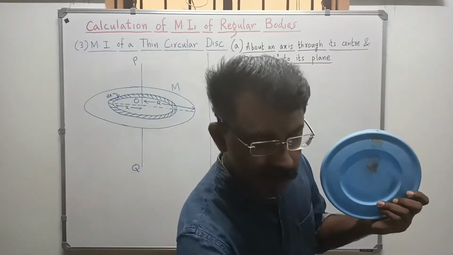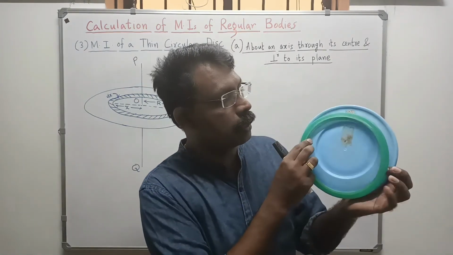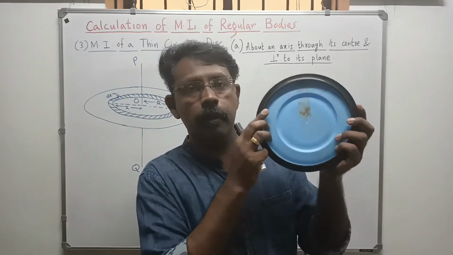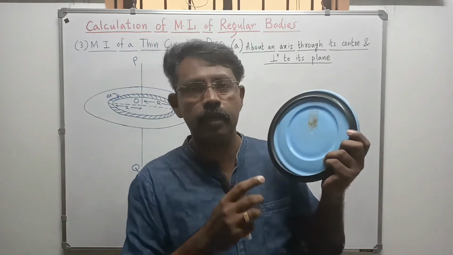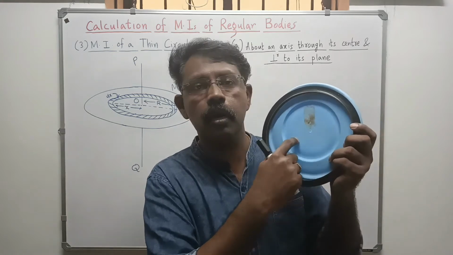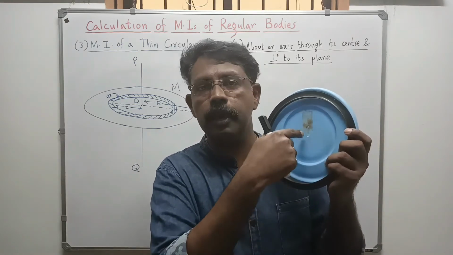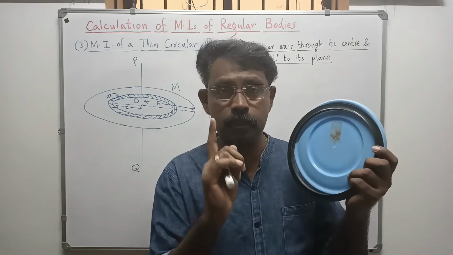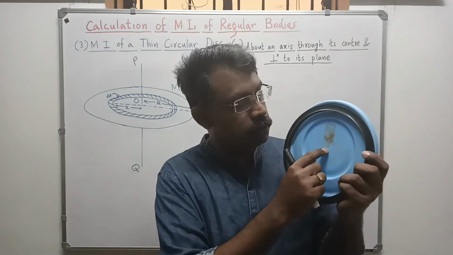We can have another ring of this diameter, and finally we can have another ring of this diameter. So when we are integrating, first we will find the moment of inertia of a ring about this axis. Then we will argue that we can have such rings from this point to this point.